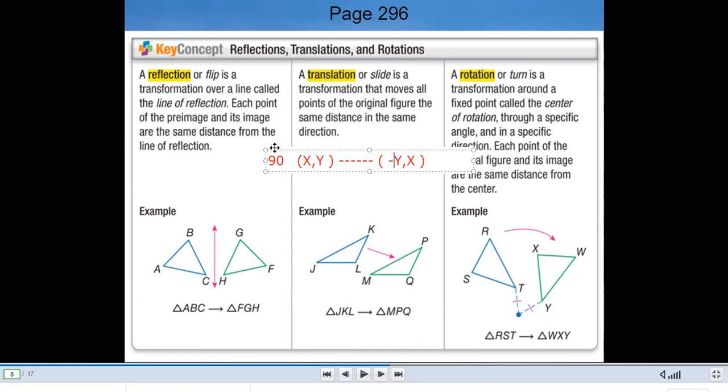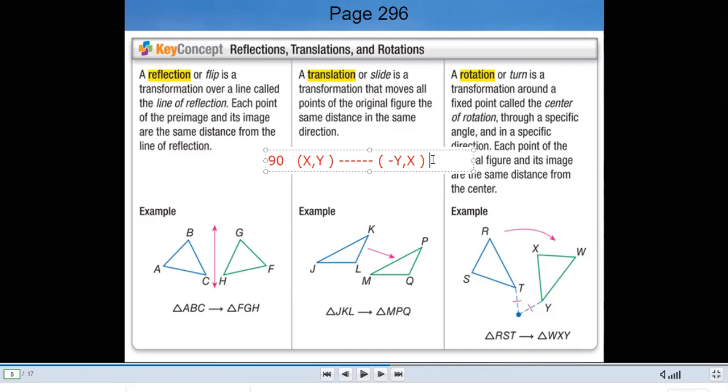And who will be the partner for 90 degrees, the one that gives us the same result? Negative 270, exactly. If you are working with 90 or negative 270, you will switch and you will change the sign of the first coordinate.